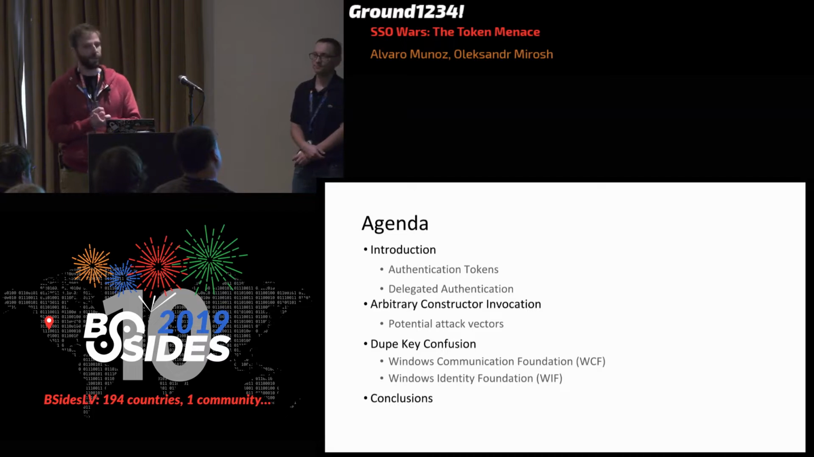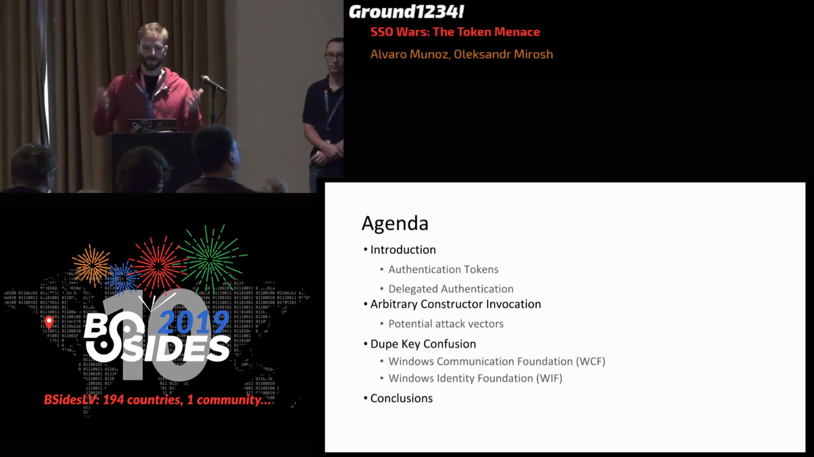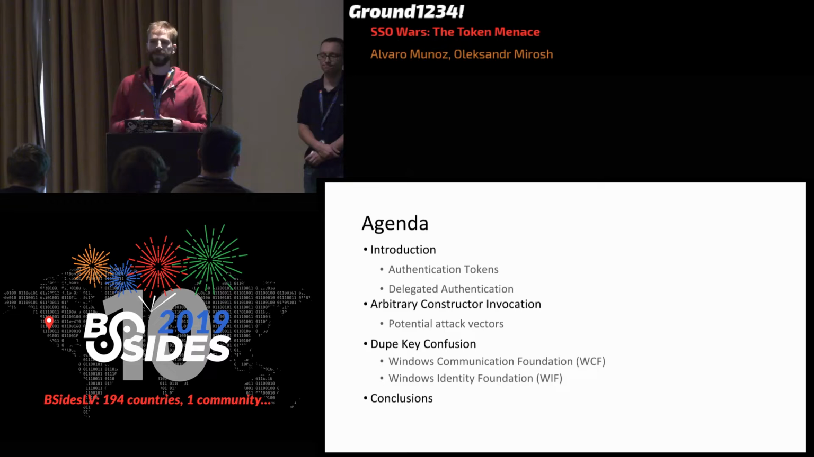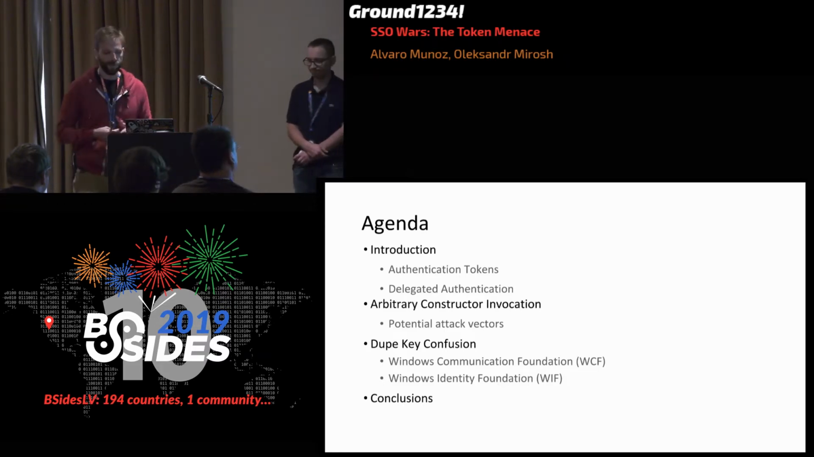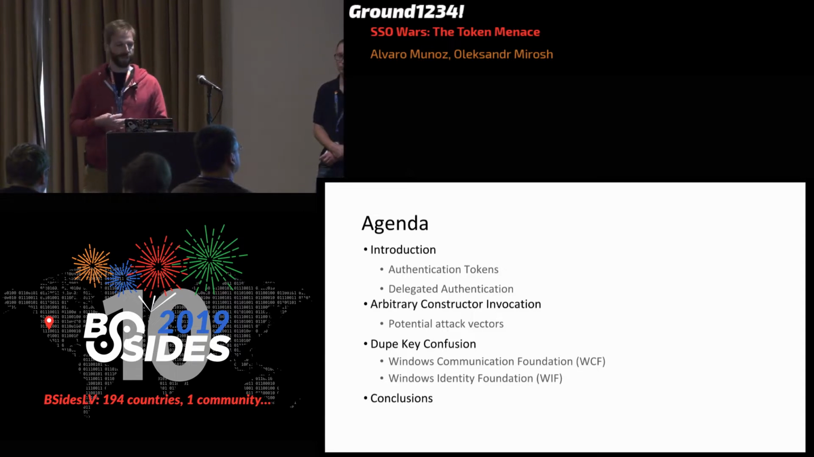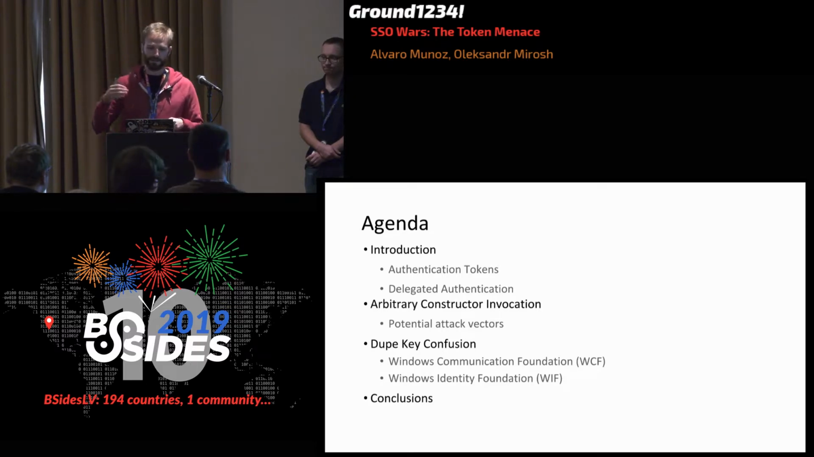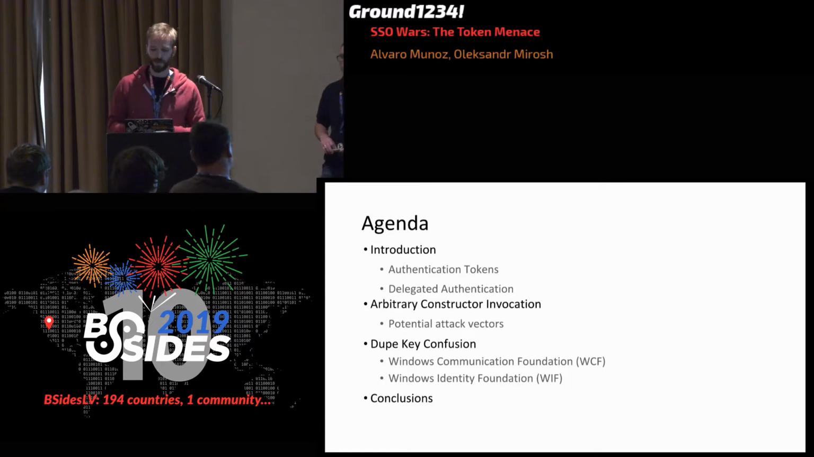So this is the agenda for today. We will start with a brief introduction to what authentication tokens are, especially in the context of delegated authentication. And then we will be presenting a couple of vulnerabilities that we found related with authentication tokens, both of them in .NET frameworks and .NET libraries. So the first one is an injection vulnerability that leads to arbitrary constructor invocation. This doesn't seem very dangerous, but we will see what's the potential impact of this vulnerability.